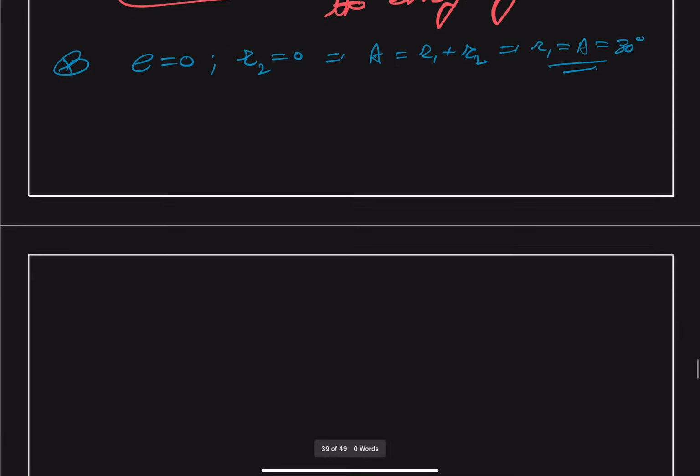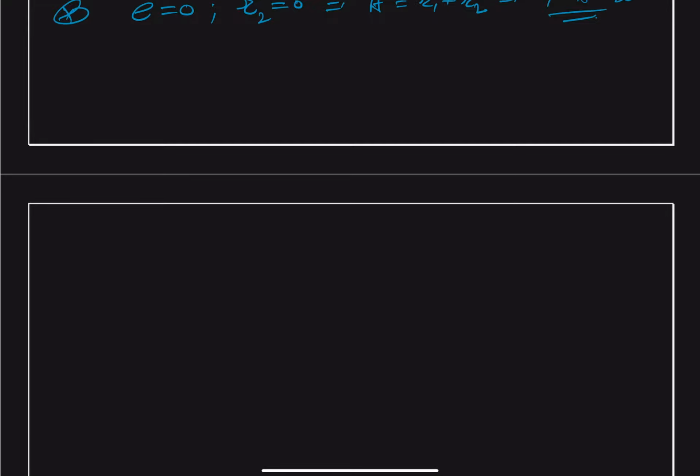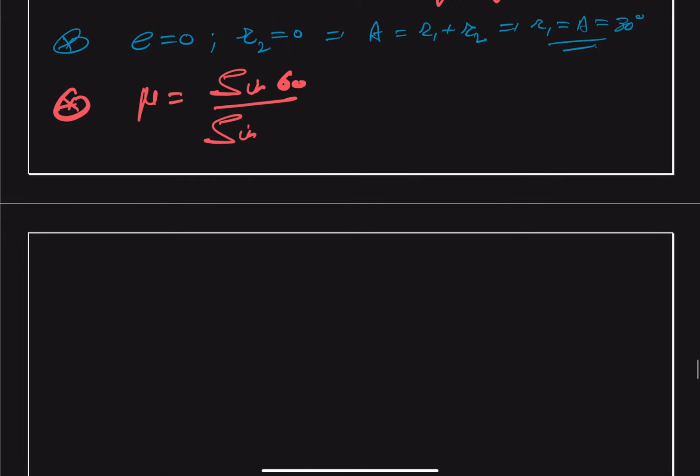Now once again we are going to use Snell's law, mu is equal to sine of the incident angle, which is 60 degrees, divided by sine of R1, which is 30 degrees. This gives us root 3 by 2 divided by 1 by 2, giving us that the refractive index is root 3.